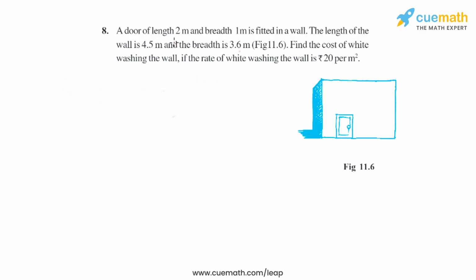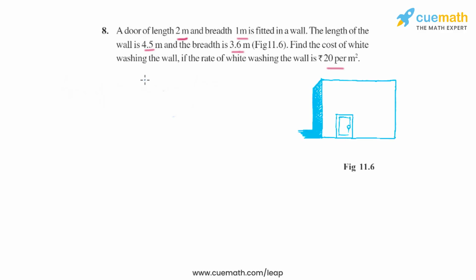Question 8 of this exercise says a door of length 2 meter and breadth 1 meter is fitted in a wall and the length of the wall is 4.5 meter and breadth is 3.6 meter. Find the cost of whitewashing the wall if the rate of whitewashing the wall is 20 rupees per square meter. So basically in this question we have to find the cost of whitewashing the wall, and as the wall is in rectangular shape we can easily find the area of the wall.